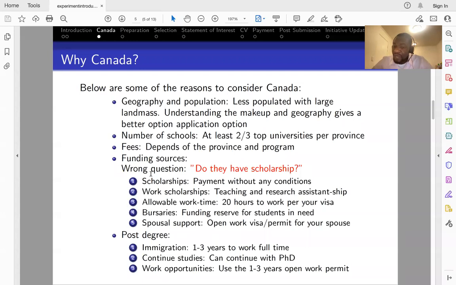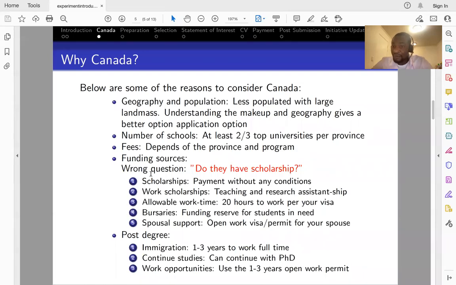First, the very first question you ask yourself is, do they have scholarships? And what is a scholarship? Scholarships are basically what they give you without any conditions attached. That's a scholarship, no issue about that. They also have other sources of funding, which are equally called scholarships, like the teaching assistant or research assistant. This is where you come in, you teach, they pay you, and you use that money to pay your fees. So not only the unconditional payment, there is another way of looking at it, which is the work-related scholarship: the teaching assistantship or the research assistantship.